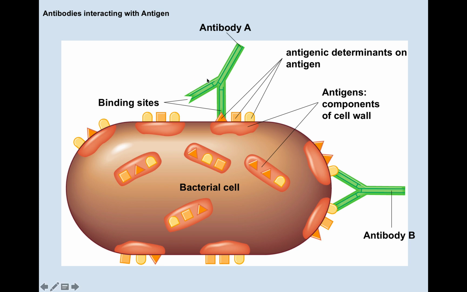So antibodies interact with antigens in a specific manner. This antibody has this little triangular shape, so it can attach to the specific antigenic determinant on the bacterial cell. This antibody B here has a different shape, and it can attach to a different antigenic determinant on this bacterial cell.